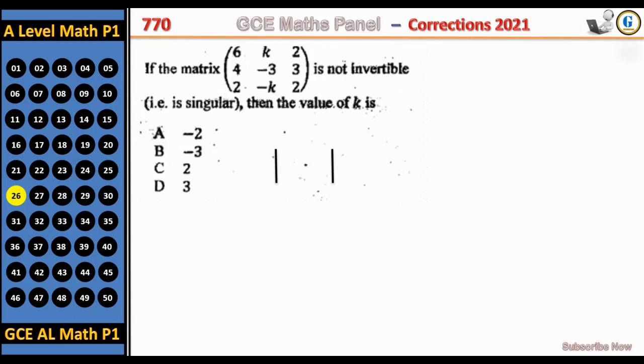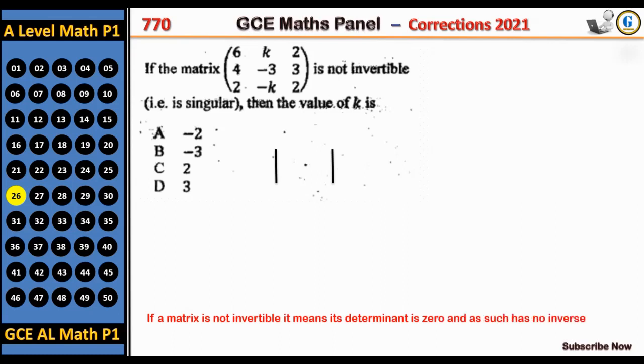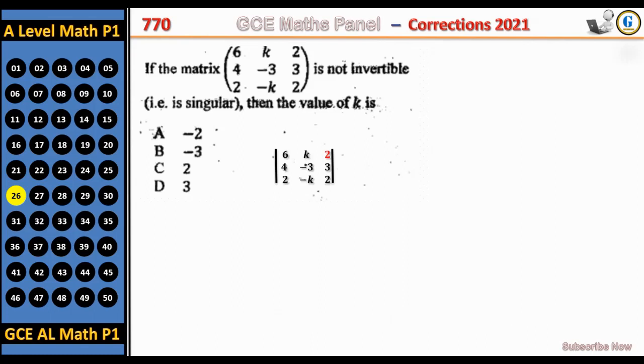If the matrix is not invertible, or it is singular, then the value of k is... A matrix is not invertible means its determinant is equal to 0, or the matrix has no inverse. Because invertible means has an inverse, not invertible means does not have an inverse, and this only happens when the determinant is equal to 0. So we look for the determinant here and equate it to 0.